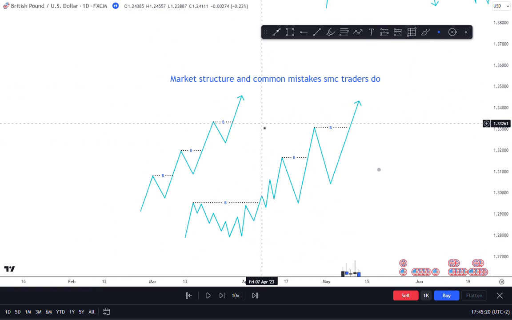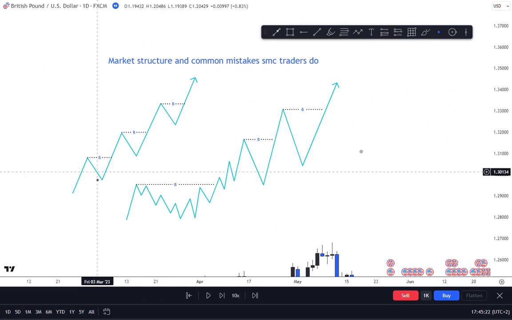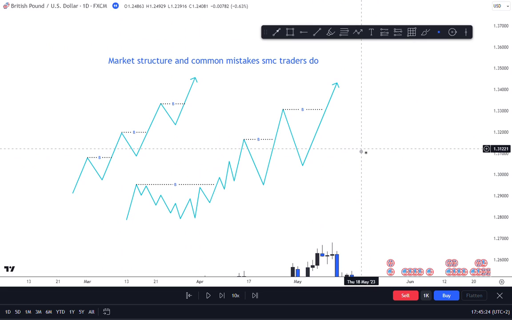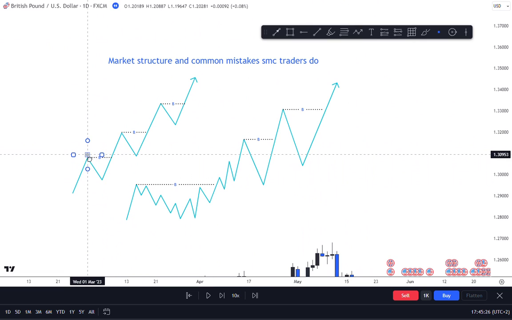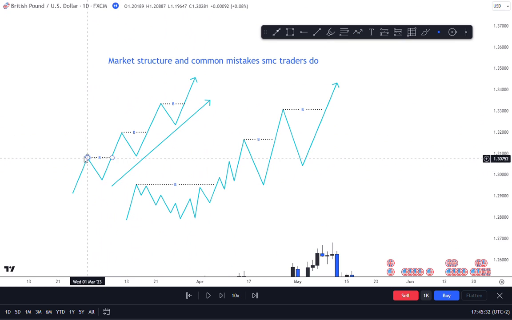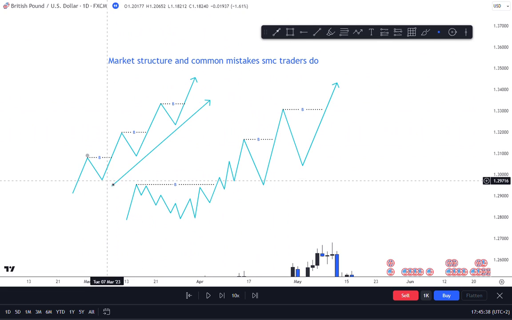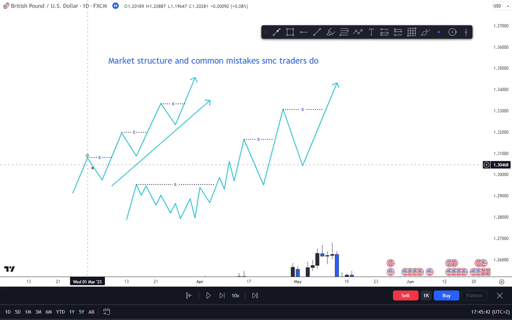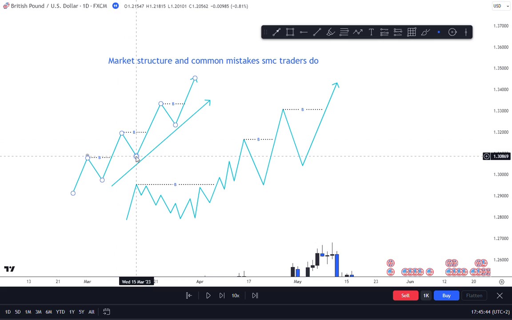Here I have those two types of structures that I want to show you. First things first, the market here is trending to the upside. We can see it's creating a series of higher highs and higher lows. Another characteristic of a market trending to the upside is breaking structures, breaking highs, and creating new lows, breaking highs and creating higher lows, just like that.